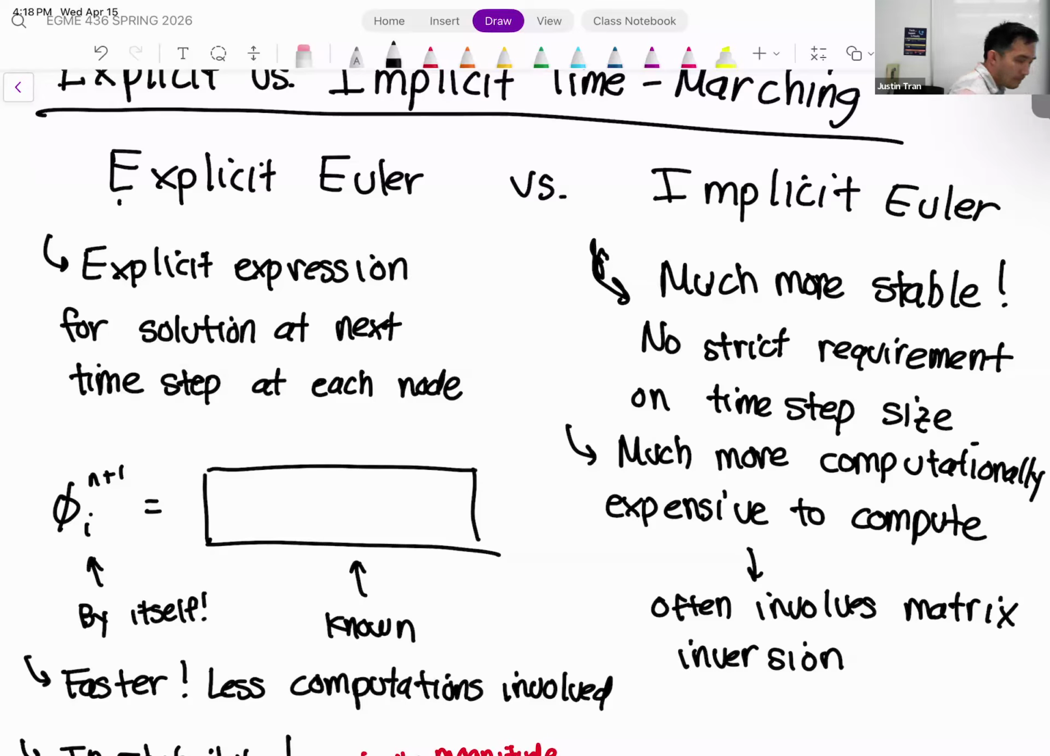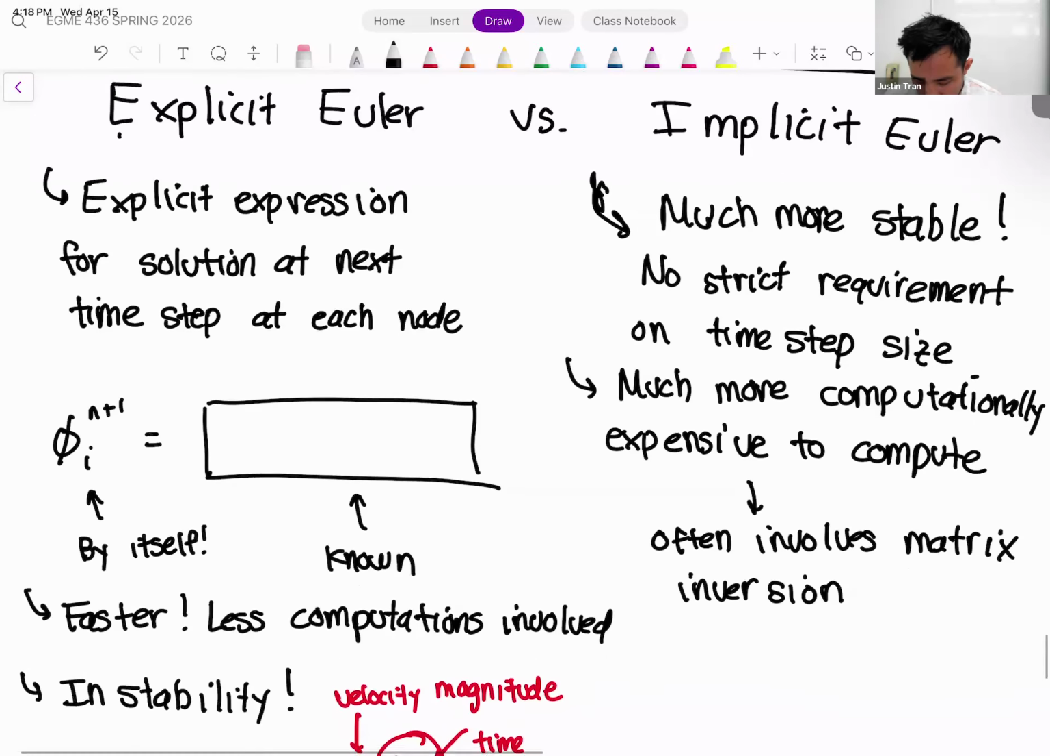So having stability is great, but you do pay a very high cost for that in terms of computation. Okay. Now, sometimes this balances out, right? Because a lot of times you don't have a strict requirement on the time step size, you can get away with having a very large delta t.